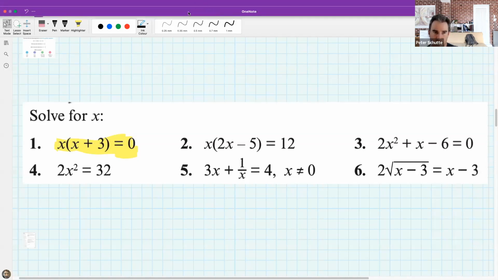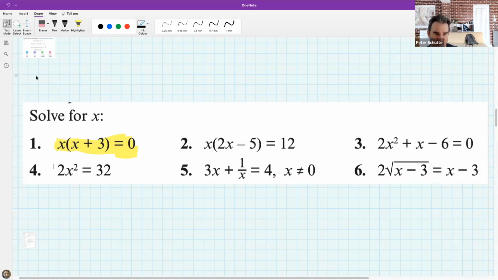So number 1 does look kind of friendly. It's already in standard form and it's already been factorized. So it's actually quite a friendly equation. And you can almost do the split part in your head.